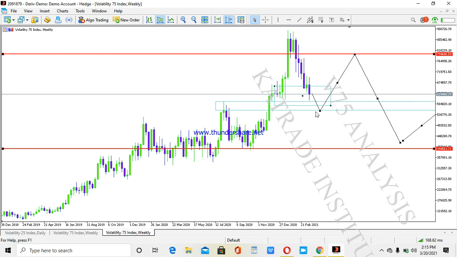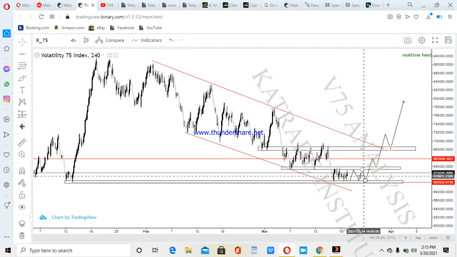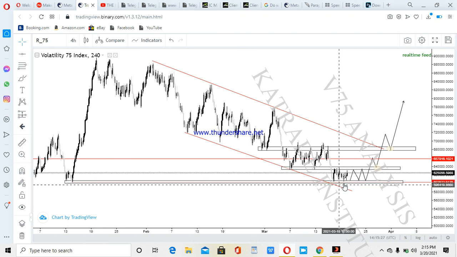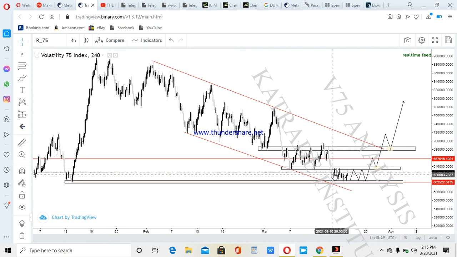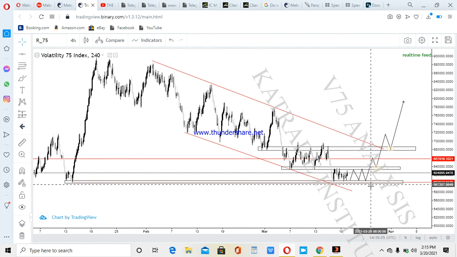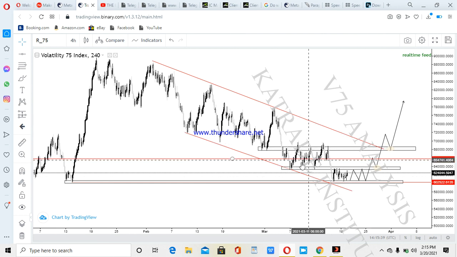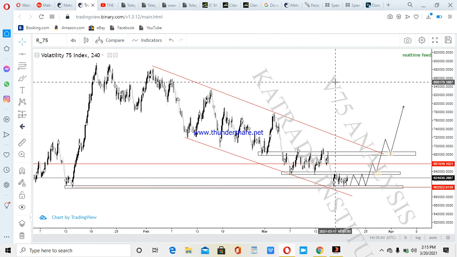Good. So for now, I would advise you to exercise a lot of patience before getting involved on the V75. Try to get a setup like this, because if you are buying now, you are just risking your capital. If you are selling, you are just risking your capital. Because you see price is just moving up, down, up, down, up, down, and it's not advisable for you to trade.